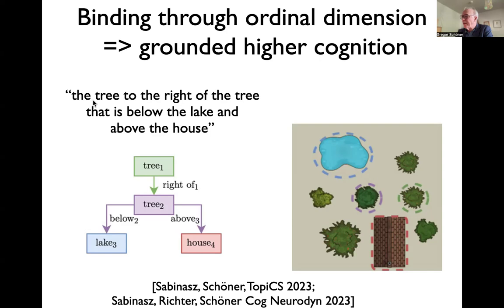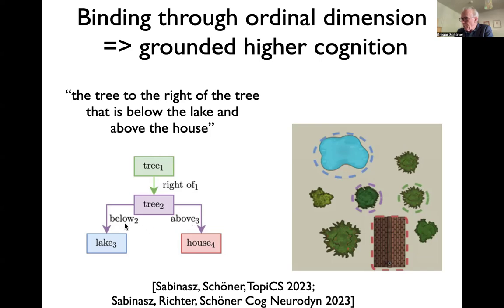So for instance, here you have nested phrases: the tree to the right of the tree that is below the lake and above the house, right? This is already the famous problem of two, in that there are two trees here, and these are two different instances of the category of trees, and you have to be able to keep track of that. And we'll do that by giving them different ordinal indices, because you're attending to the trees either in hearing the sentence or in then actually generating the sentence from looking at the scene. You do that separately in different moments in time.